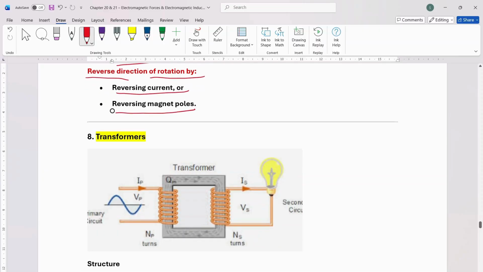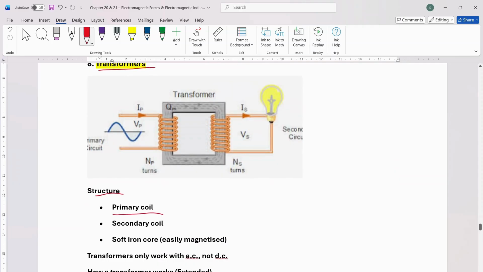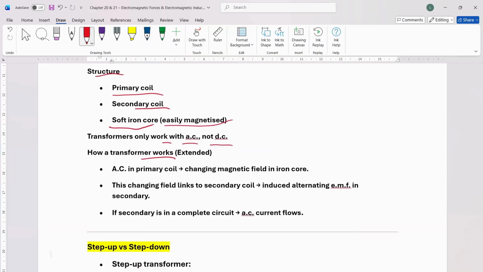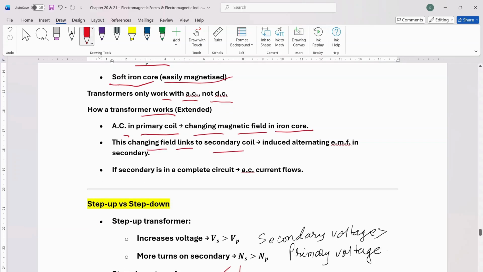Now, let's discuss transformers. The structure is a primary coil, a secondary coil, and a soft iron core which can easily be magnetized. Transformers only work with AC, not DC. How does a transformer work? AC in the primary coil creates a changing magnetic field in the iron core. This changing field links to the secondary coil. It induces an alternating EMF in the secondary. If the secondary is in a complete circuit, AC current flows.